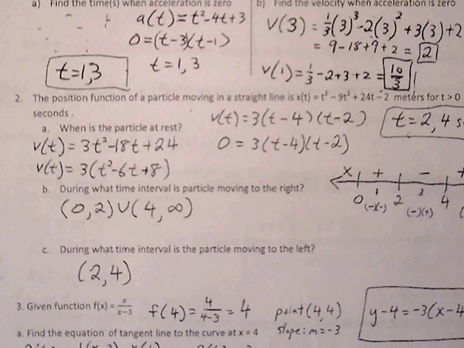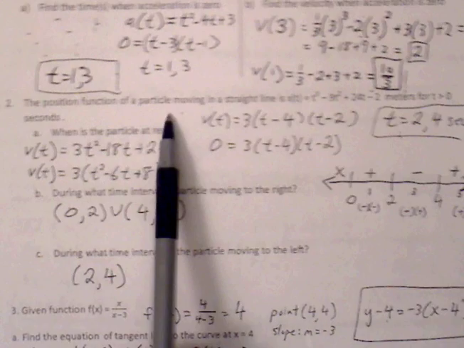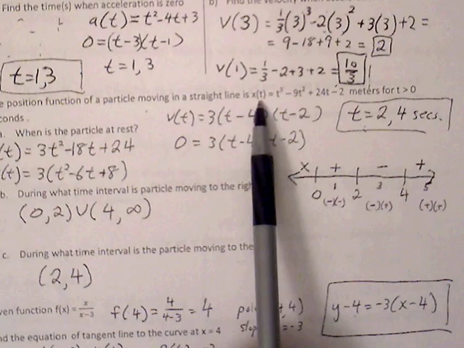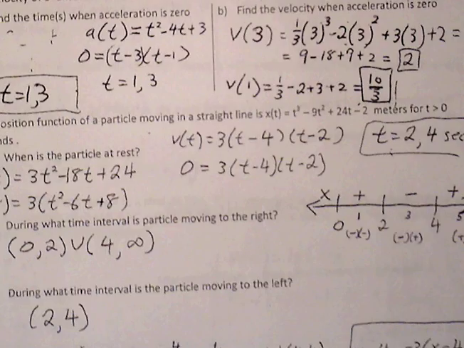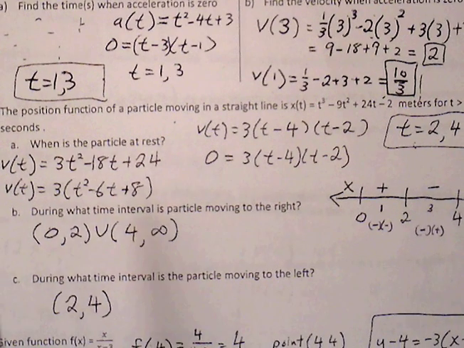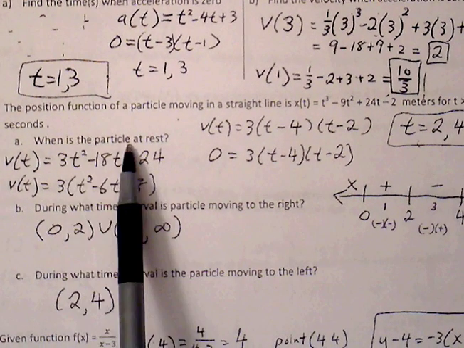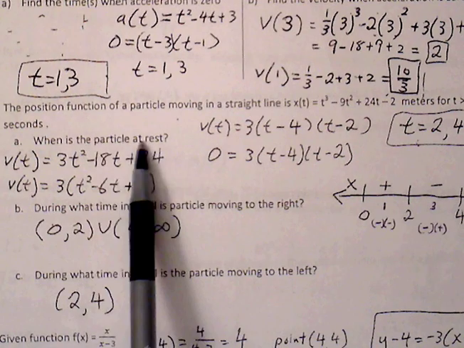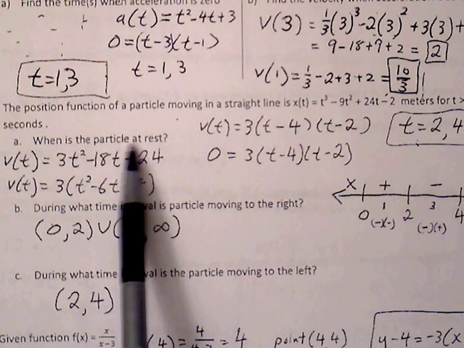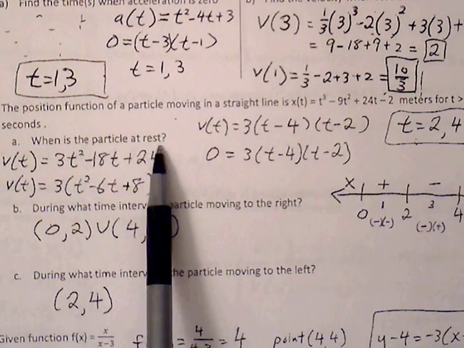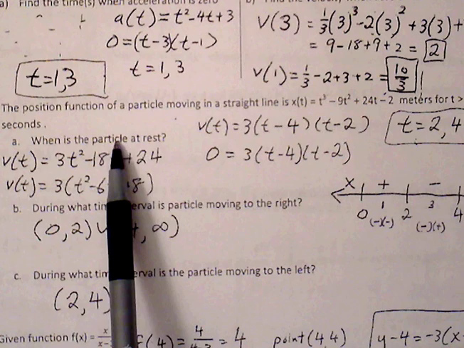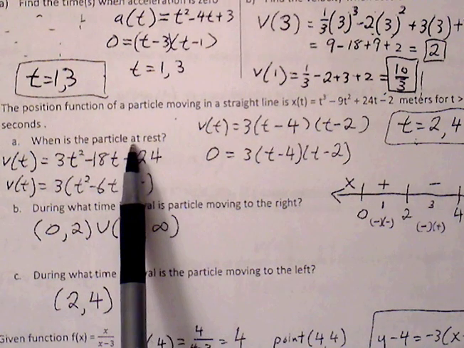Okay, number 2, the position function of a particle moving in a straight line is given by x of t. When is the particle at rest? So particle at rest, this is saying when is a particle not moving? Another way to think of that is a particle is not moving when the velocity is 0. So that means we need to find the velocity function, set the velocity equal to 0, and then find the time.